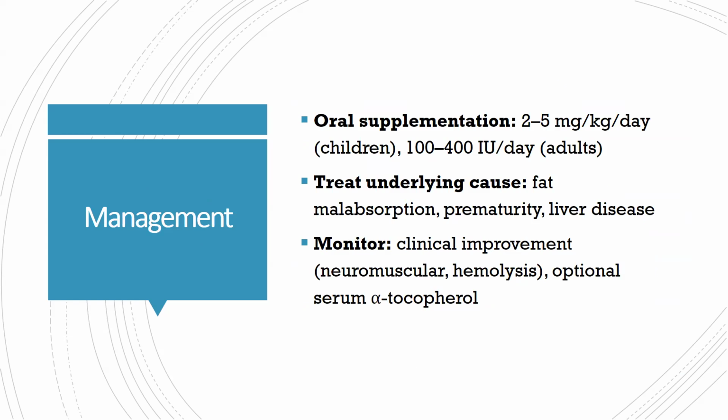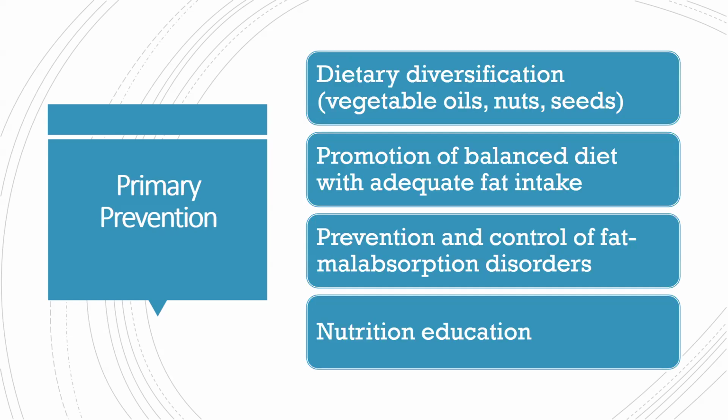So we have to give oral supplementation of vitamin E in case of deficiency. Dose will be 2 to 5 milligram per kg per day in children, and 100 to 400 international units per day in adults. We also have to treat the underlying cause in fat malabsorption, prematurity, liver diseases. We have to monitor for clinical improvement if the involvement was neuromuscular or hemolysis, and optionally we can go for serum alpha tocopherol.